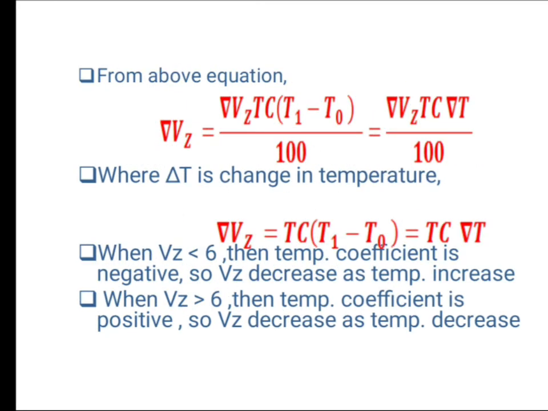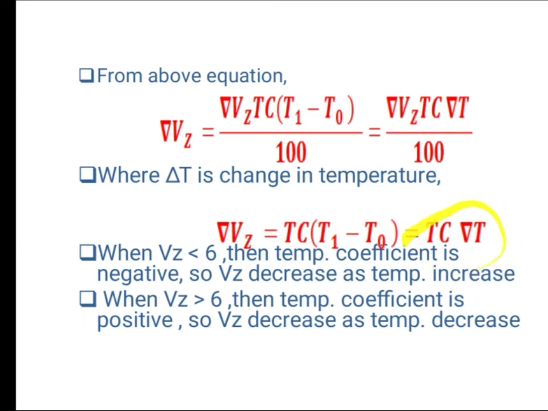Now if we rearrange the formula, actually this should be delta VZ. Delta VZ is equal to TC into T1 minus T0, the temperature difference, divided by 100. Here delta T is the change in temperature. So finally, after rearranging and simplifying, delta VZ is equal to TC into delta T.